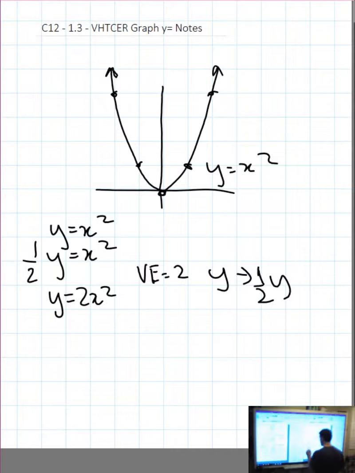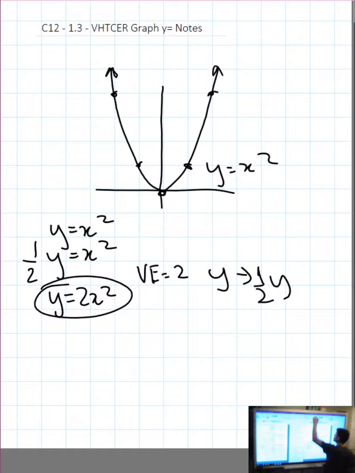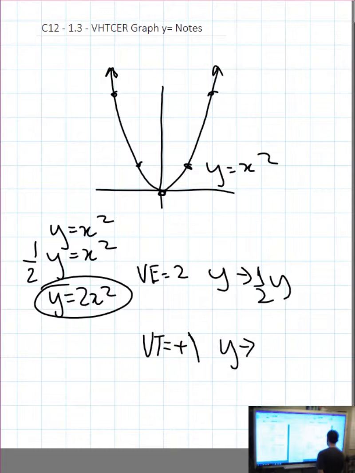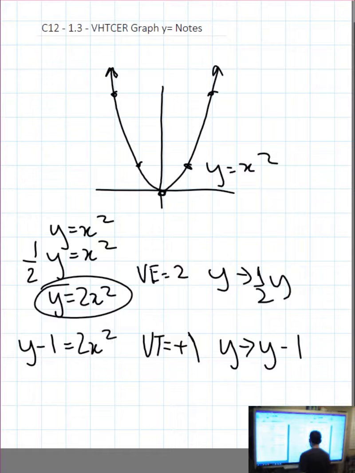So we're halfway there. Now let's do a vertical translation equaling positive 1. So I'm going to take y and substitute y minus 1 in for y. If I do that, I get y minus 1 equals 2x squared, and then I can add 1 to both sides, 2x squared plus 1.